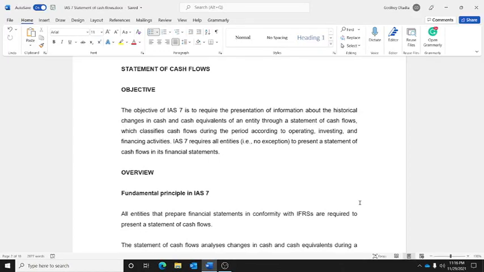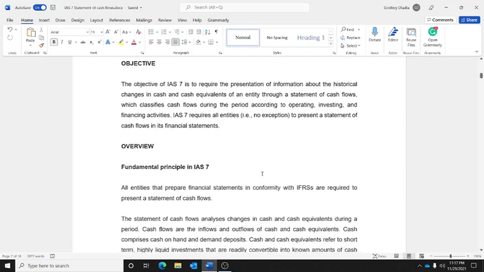Like we are seeing here, the objective of IAS 7, which is the standard that regulates your statement of cash flow, is that it requires you to present information about historical changes in cash and cash equivalents of an entity through a cash flow statement. Now, the cash flow statement classifies the transactions into three categories: operating, investing, and financing. Right, meaning these ones are here. Okay. Now, IAS 7 requires all entities to present a statement of cash flow in its financial statements.